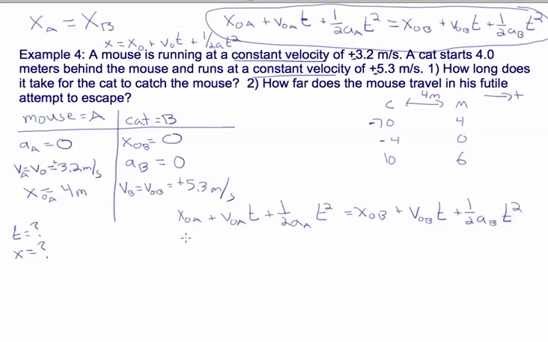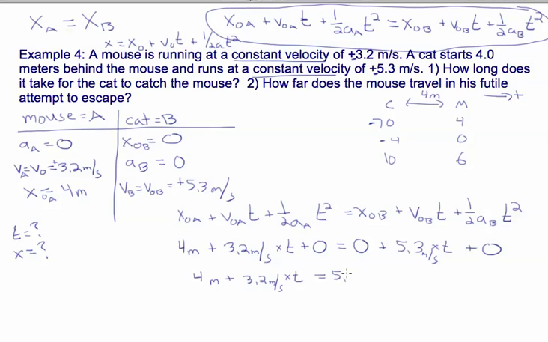So if we plug in, we've got 4 meters, and we know that our velocity never changes, so it's 3.2. Time. We know that acceleration is 0. The cat starts out at 0. So if we simplify this and get rid of some of the zeros, and if it bugs you to have the units in there, just drop them and put it in at the end, okay?